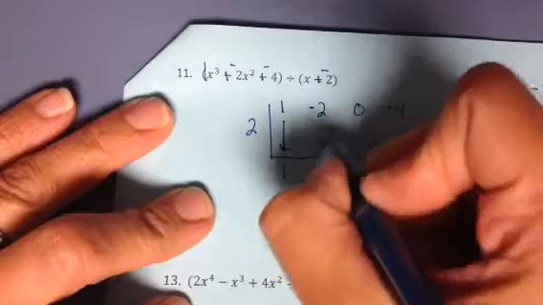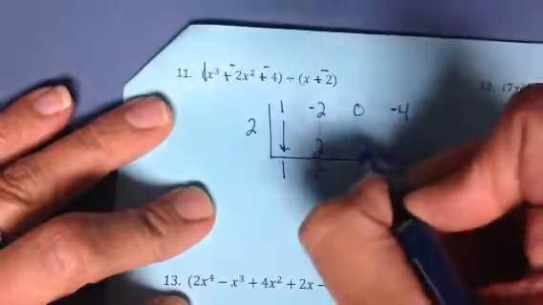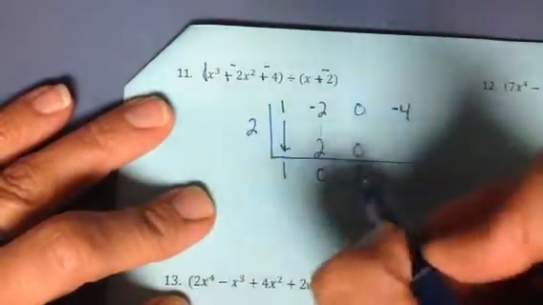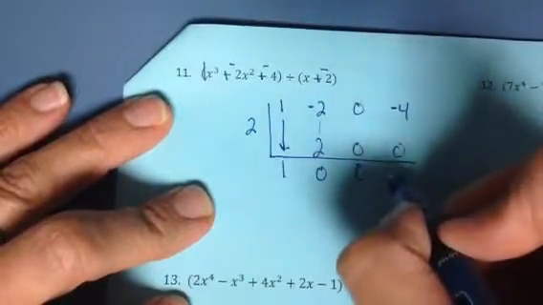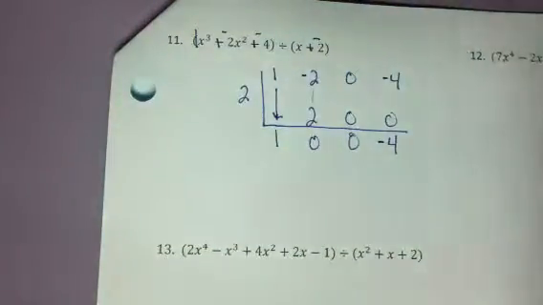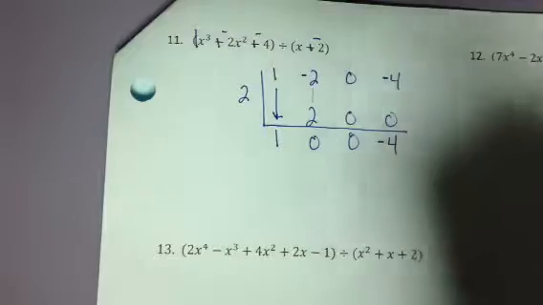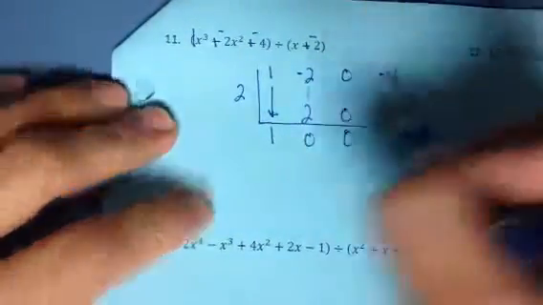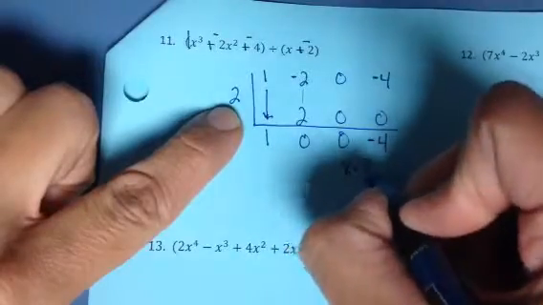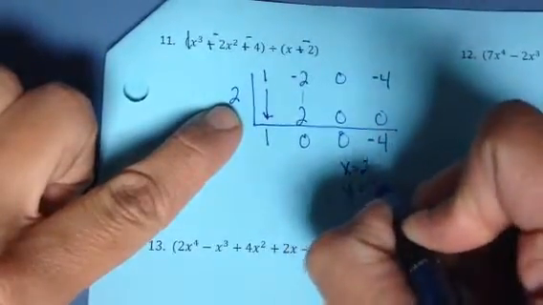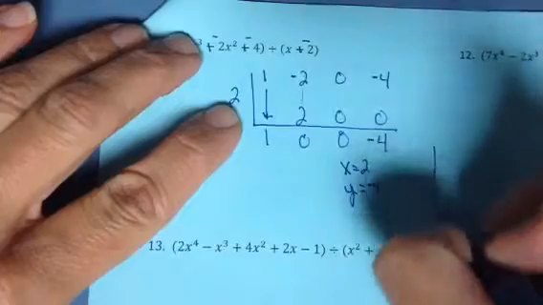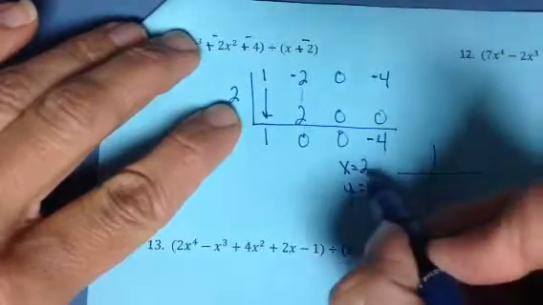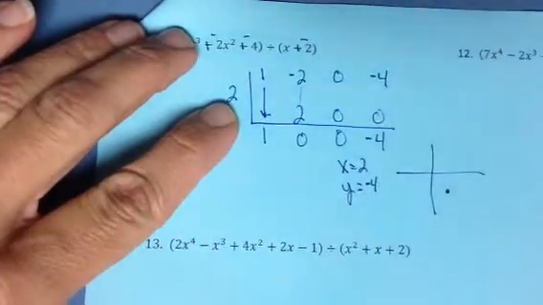1 times 2 is 2. Add those up. 2 times 0 is 0. Add those up. 2 times 0 is 0. Add those up, and I get negative 4. So is this a factor? Is x plus negative 2 a factor? It's not. Because one thing this means is if x is 2, that y is negative 4. And in order to be a factor, it has to hit the x-axis, and this doesn't. This is somewhere over here.